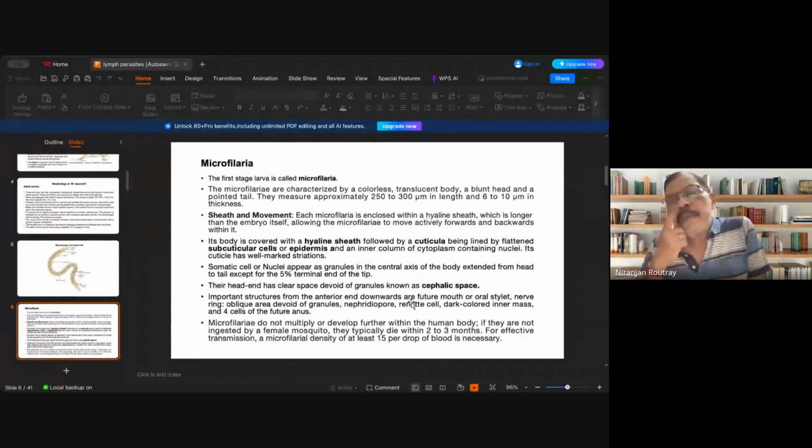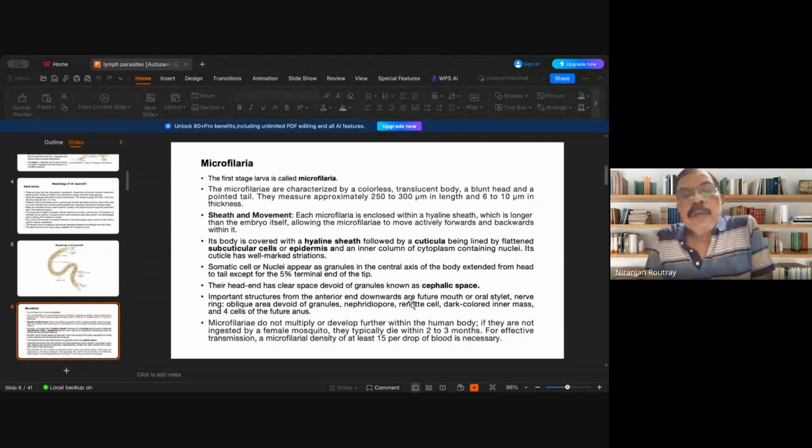Their length is 250 to 300 micrometers. They are covered by a sheath, and within the sheath they are capable of moving. So the sheath is larger than the microfilarial larva itself, allowing the microfilaria to move actively forward and backward within the sheath.